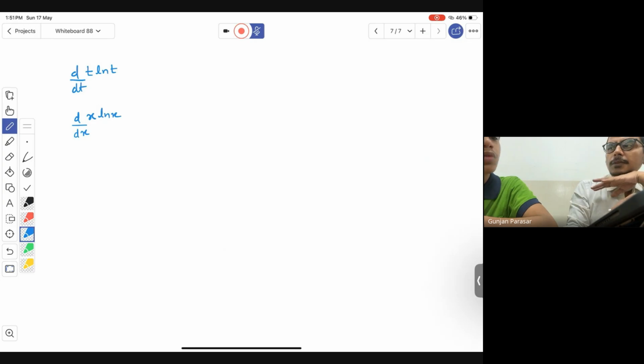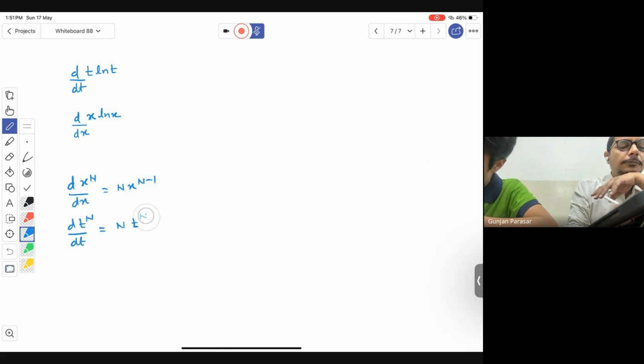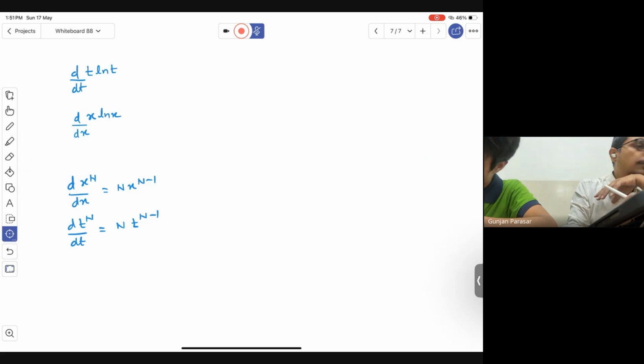For example, the differentiation of x power n with respect to x is n into x power n minus 1. So the differentiation of t power n with respect to t will be what? I don't have to tell new formulas for new letters. You can see it on your own. Instead of x, I have t everywhere. So x will be replaced with t everywhere. Because if I tell a new formula for every letter, there are so many letters involved.